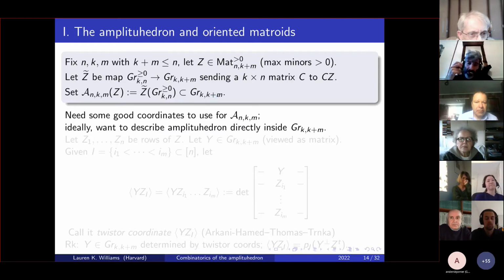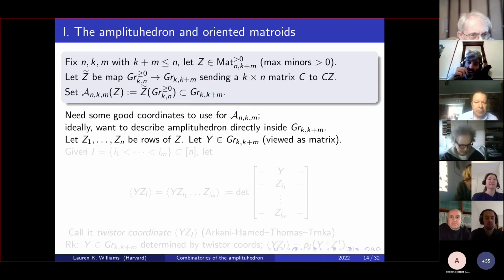Okay, so to do that, let's again let Z1 through Zn be the rows of Z, and let's let Y be an element in the Grassmannian of k-planes in k plus m space. So Y represents a potential element of the amplituhedron. And again, I'm going back and forth between Grassmannian elements and matrices.